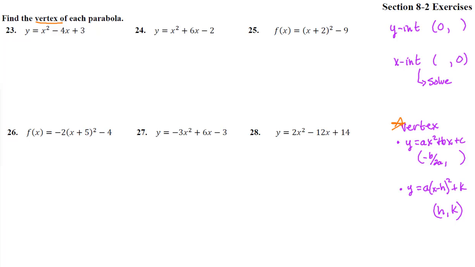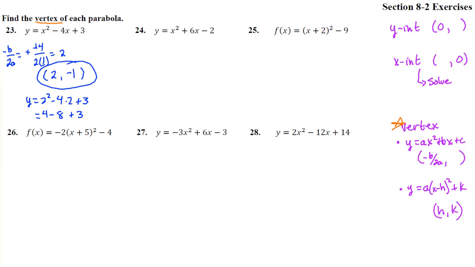So first off with this one, we need to find out that negative b over 2a is negative, b is a negative 4 over 2 times a 1. So that is a positive 4 over 2, which is 2. So we're going to find 2 what? So stick in 2 right there, and we get y equals 2 squared minus 4 times 2 plus 3. And that equals 4 minus 8 plus 3. That is a negative 1. And there's our vertex. Great.